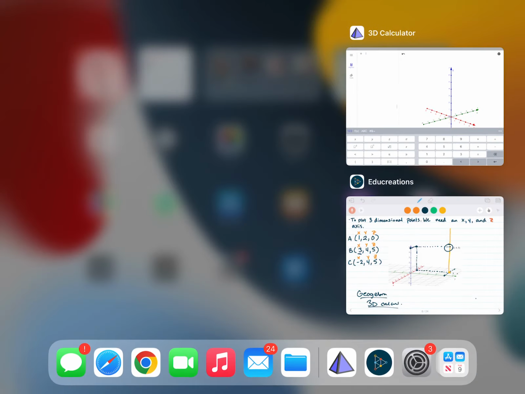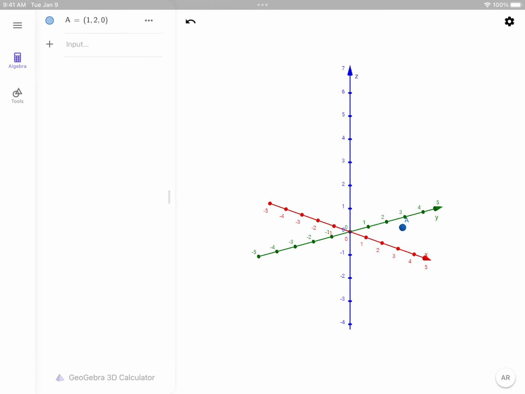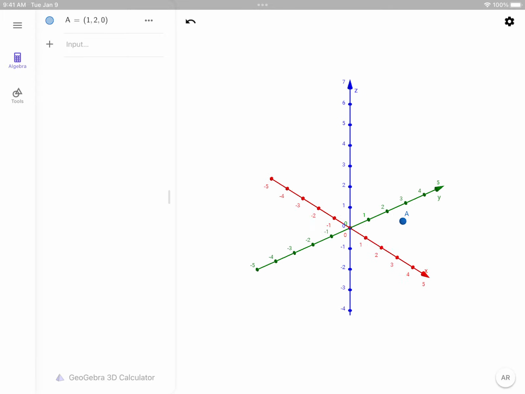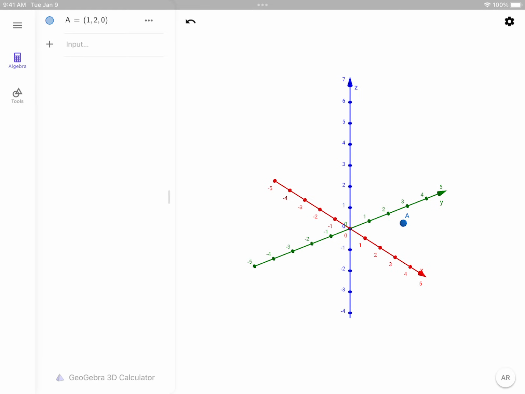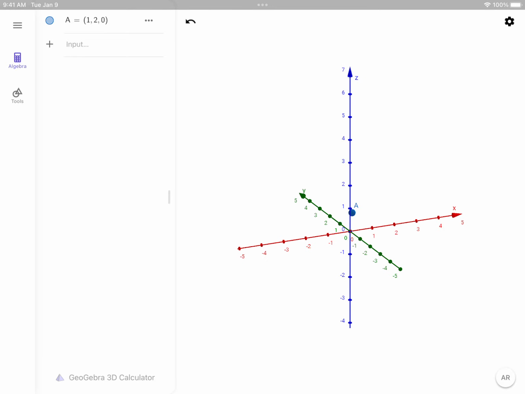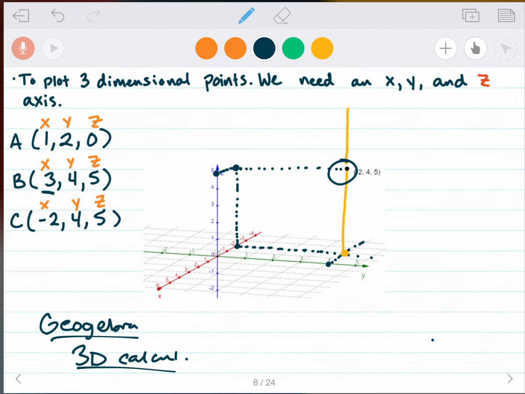So the first point that we graphed was 1, 2, 0. So I'm going to just do ordered pair 1, 2, 0. Okay, so there it is, and it labels it for you. It's labeling it A, and you can see that this was the point that we graphed. It's on the ground. It doesn't have any Z component. But yeah, you can verify your picture with this little tool. And we're going to use this a lot in this class when we start talking about surfaces and so forth. So anyway, that's how we do that.